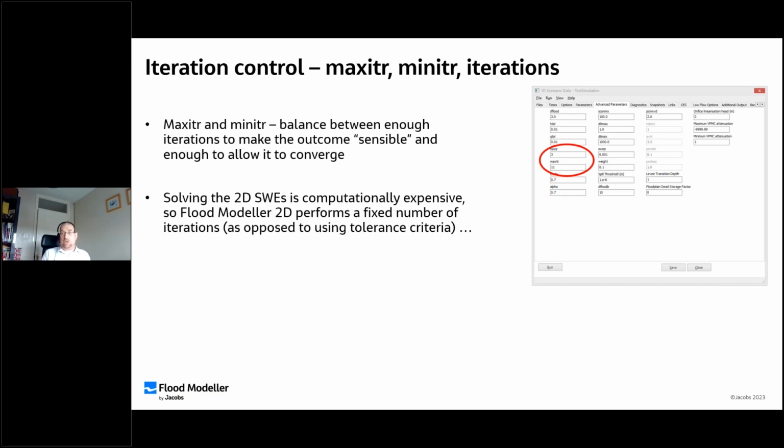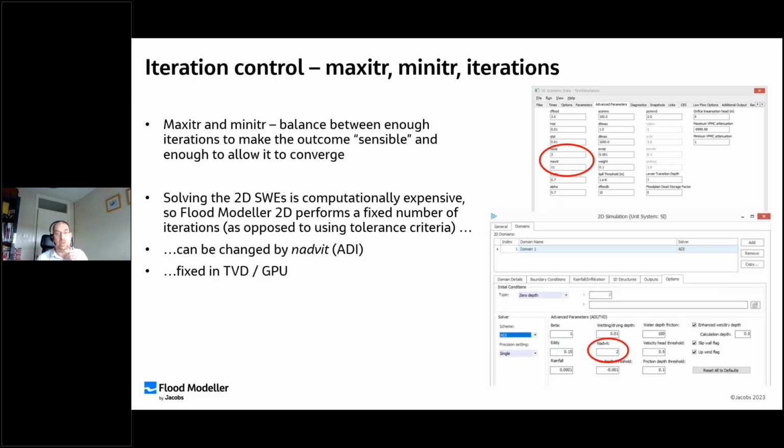Conversely, solving the 2D equations, 2D shallow water equations, is computationally expensive. So to have a maximum number of iterations, or to do 11 iterations, would just take probably too much time. So we don't have the concept of a maximum number of iterations, and then testing convergence. What we do for the ADI scheme, at least, is we apply a fixed number of iterations. That's quite typically lower. The default for that is 2, which is this NADVIT parameter, but we can increase it maybe to 3 to do one extra iteration in the hope to get a more accurate solution at the trade-off of it taking more time to do.